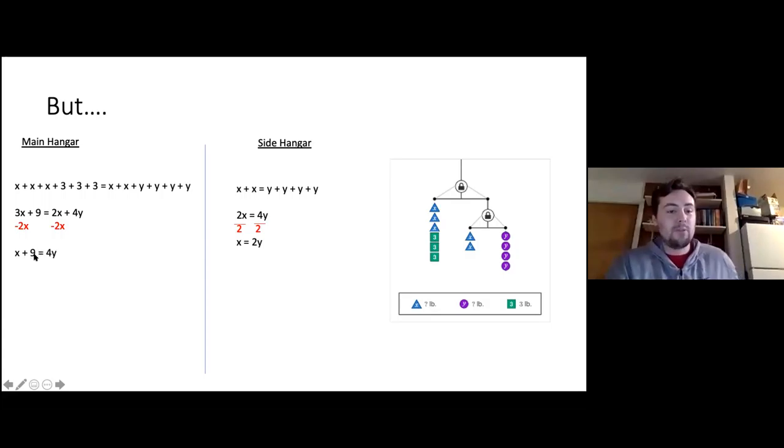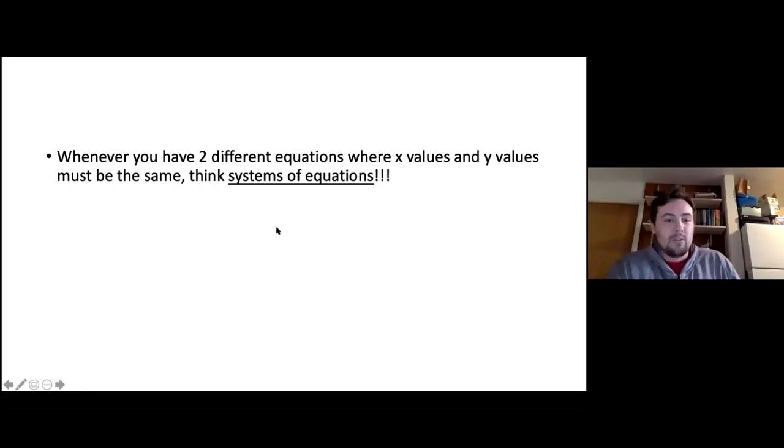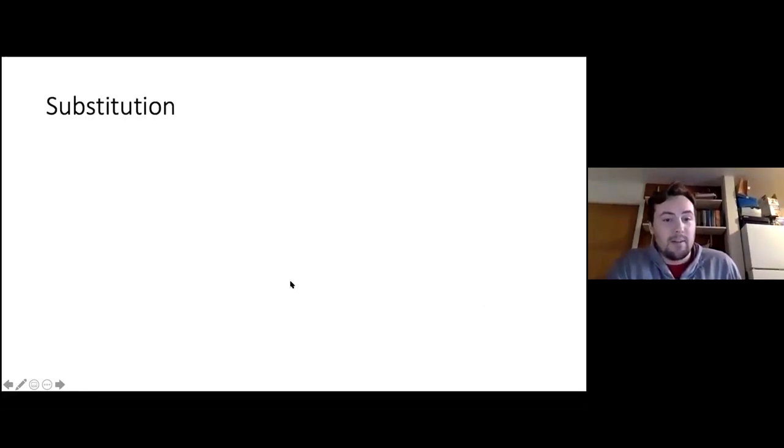Whenever you have two equations like this, this is a system of equations. This is two equations where we know the x's and the y's have to be the same. It's the same thing you saw in the graphs. It's just, instead of showing it with a graph, it's showing this with equations. So whenever you see those two equations, think system of equations, when you know that the x and y has to be the same.